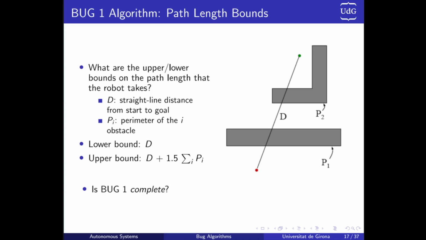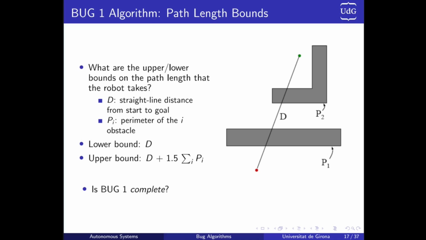If I have no obstacles at all, the robot will start here and just move straight to the goal, and I will obtain the shortest path possible. That is the straight line. That is this distance d, the distance between the wall and the starting position. Then my lower bound is d. When I have no obstacles, my path will be distance d.